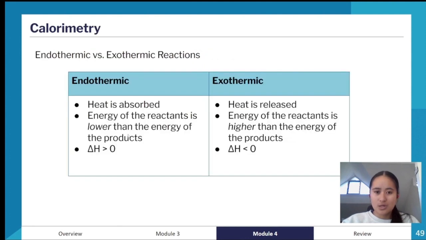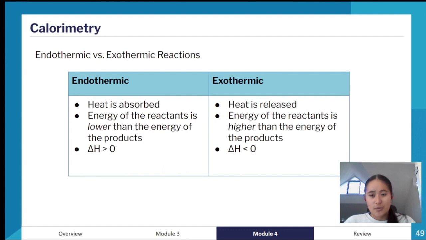So that's the goal. So calorimetry, as I said before, I would talk about endothermic and exothermic reactions. Endothermic reactions are when heat is absorbed during the reaction, so the energy of the reactants is lower than the energy of the products. Basically, energy is absorbed, and delta H is positive. Delta H, you'll see it everywhere. I think of it as the change in heat. The delta means a change in something, so delta H is change in heat.